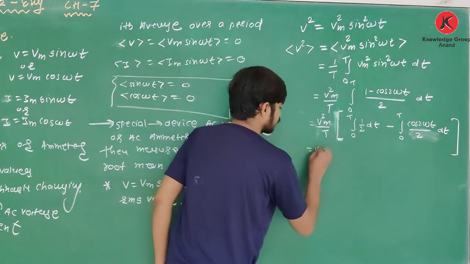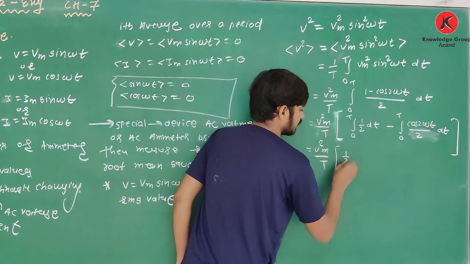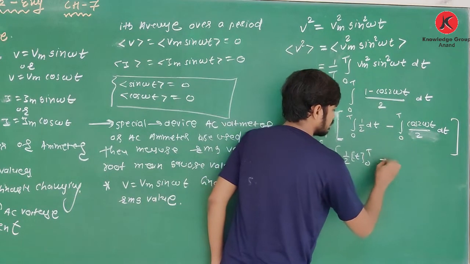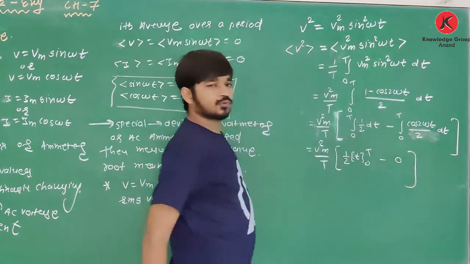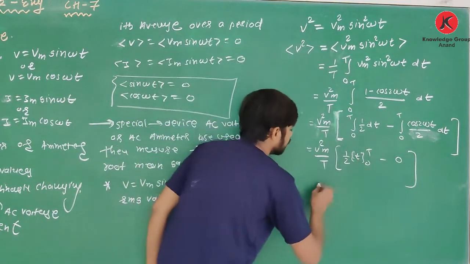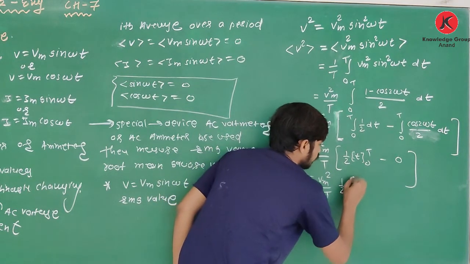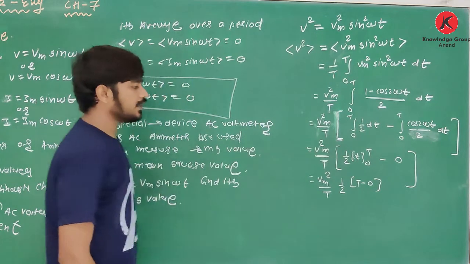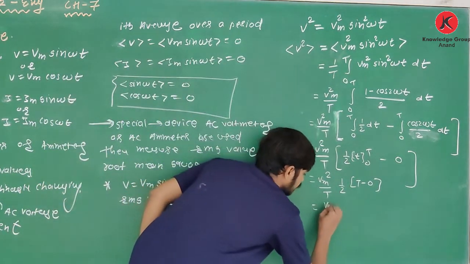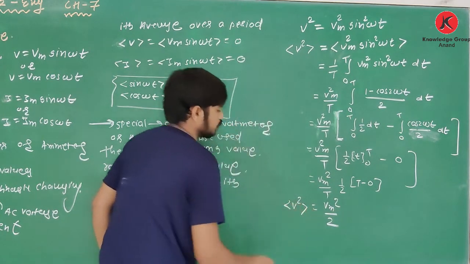So the mean of V squared is equal to V m squared upon T times 1 by 2. What is the integration of dt? It is t, and its limit is from 0 to T, minus 0. We have already proved that the average of sine or cos over a period is 0. So now if you put the limit, V m squared upon T times 1 by 2, upper limit T minus lower limit 0. So this 2 cancels, this T cancels, then it is V m squared by 2. Clear about this?